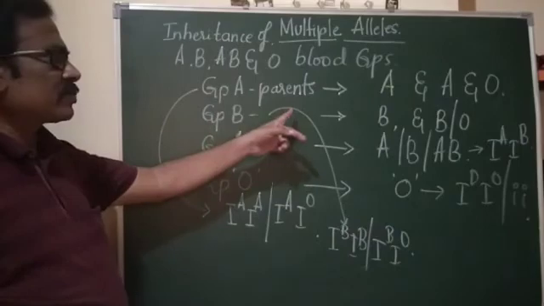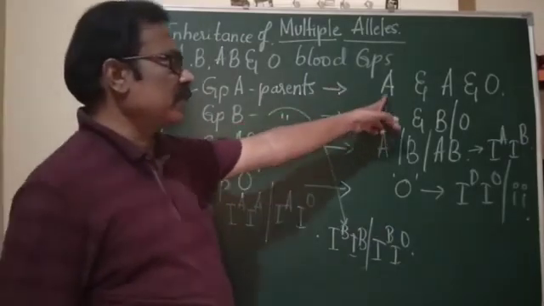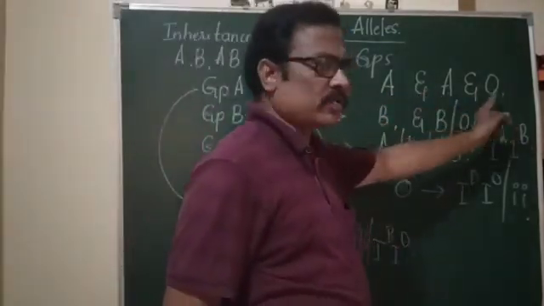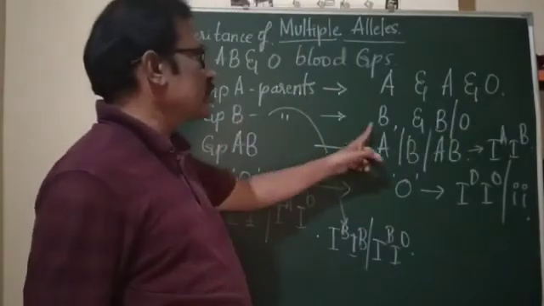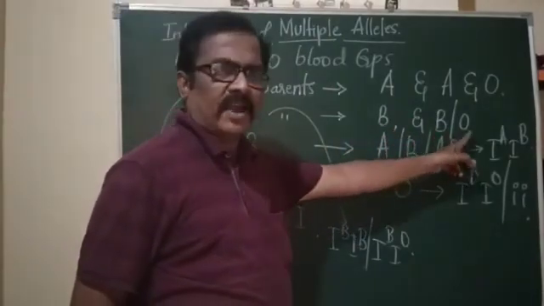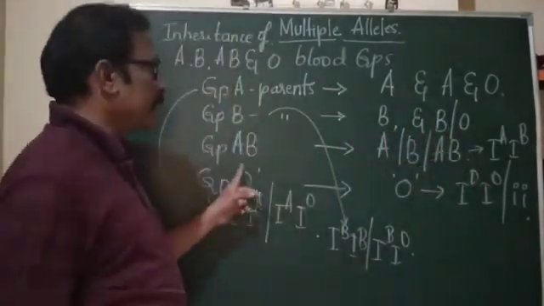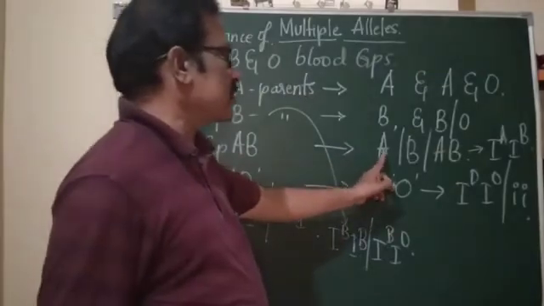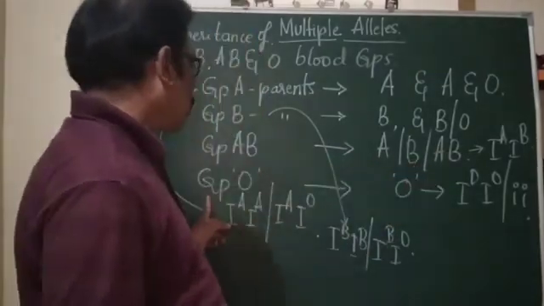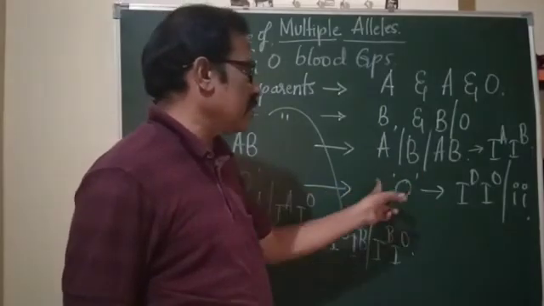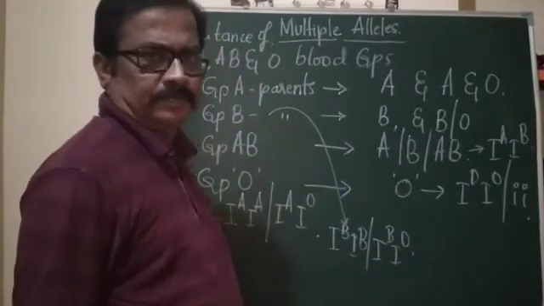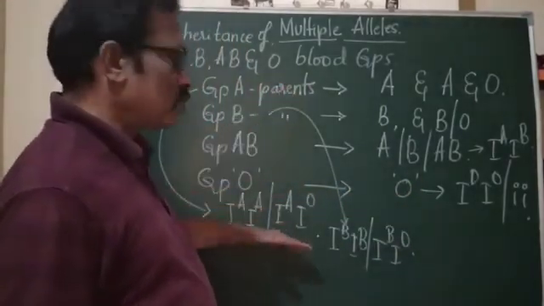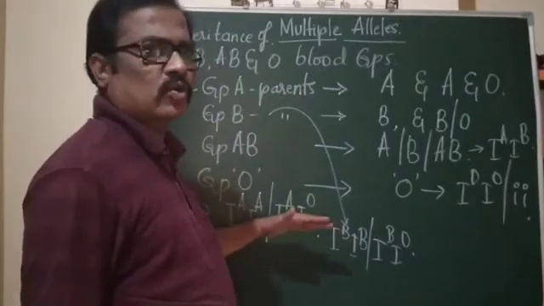Group A parents, those with A progeny, A and O progeny. Group B parents, those with B progeny, B and O progeny. Group AB parents have the offsprings AB. Group O parents always have the offsprings O only. From this, the genotypes of these groups.